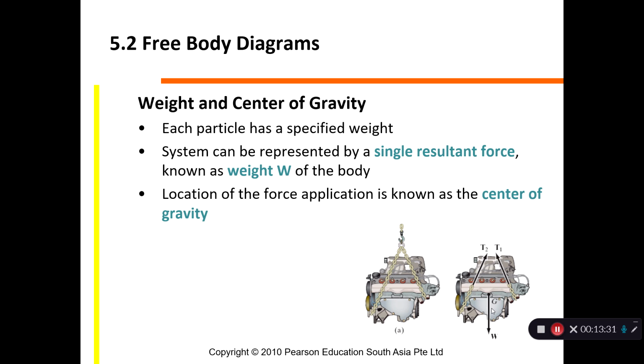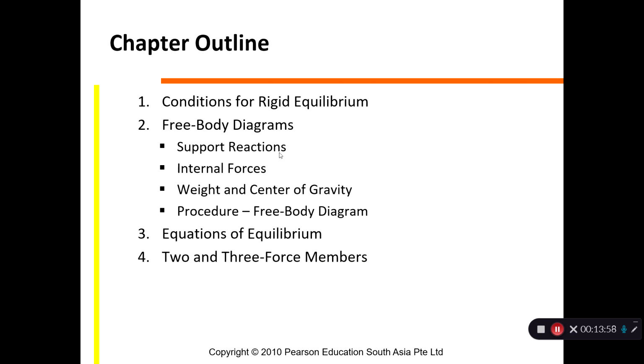So where this W is acting will be the center of the geometry. It depends on how the object is. A sphere and a triangle, for example, will have different centers of gravity. There's a whole chapter dedicated to this topic, so for now, it's enough that you are aware of this. We have covered the three parts: support reactions, internal forces, and the weight and center of gravity. In the next video, you're going to start drawing the free body diagram.